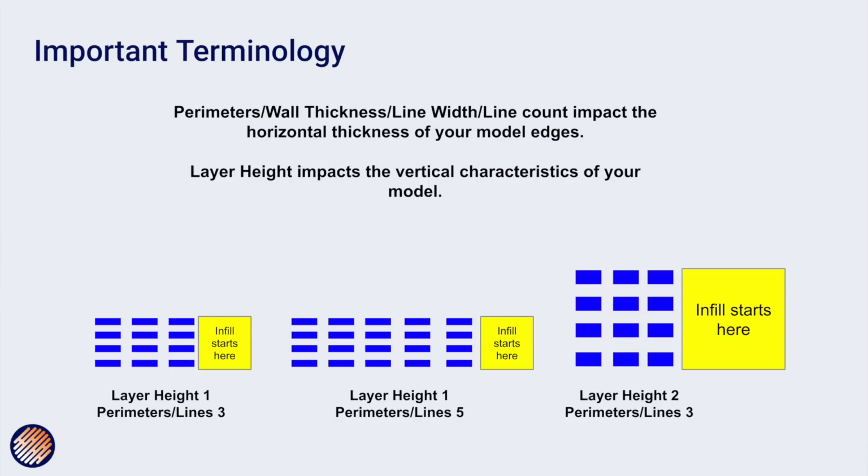The next diagram in the center, you'll see we have 5 lines and then the infill, but the layer height is the same. The next diagram, you'll see the layer heights are twice as high. So each layer is twice as thick, and then the infill starts, but there are only 3 lines or 3 perimeters. So you can control layers and perimeters or layers and lines, depending on your terminology, in order to control characteristics of the strength and visibly how your model looks.